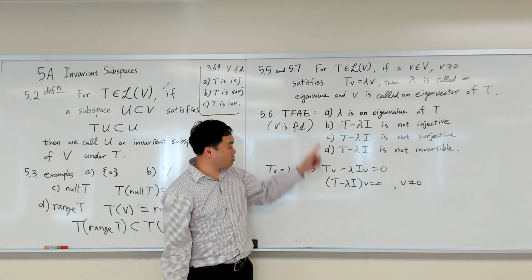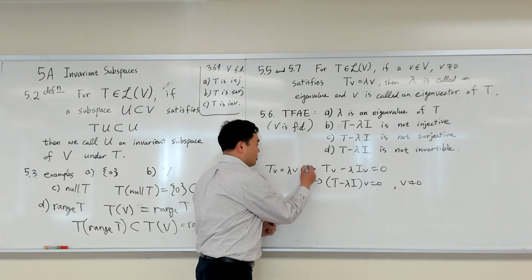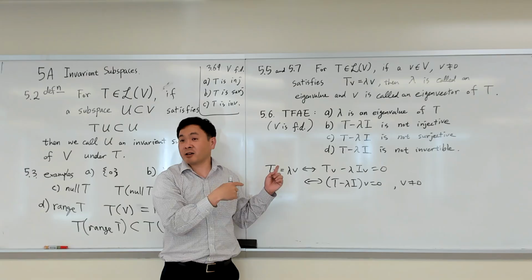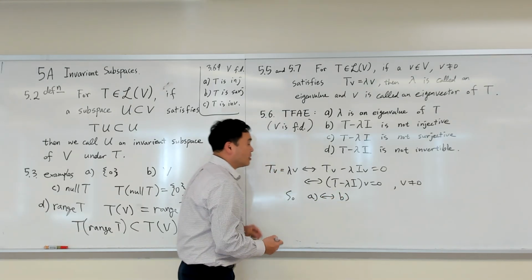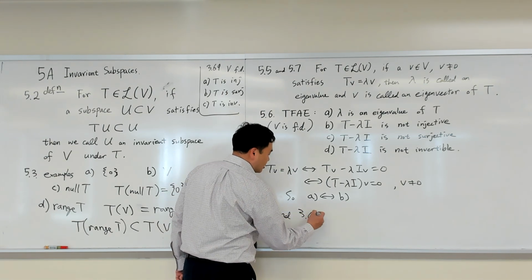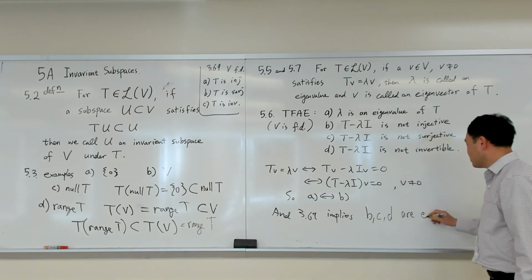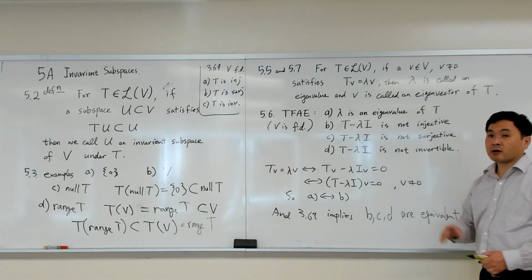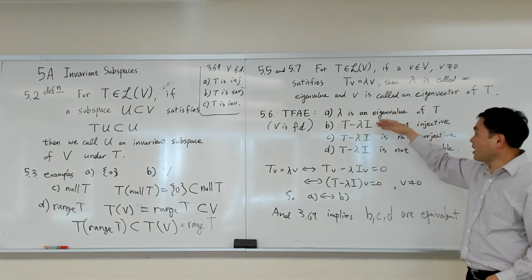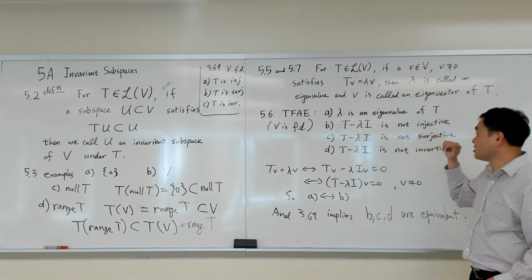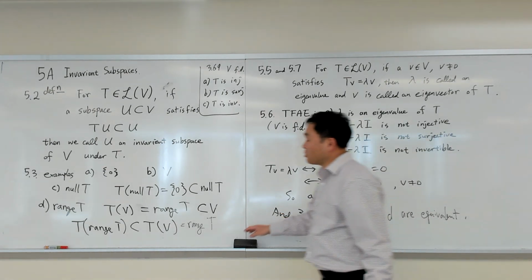Also, B implies A as well, because you can start from here. If it's not injective, then such a v exists, and then if you go this way, you see that means lambda is an eigenvalue. So this simple calculation shows that A and B are equivalent, and 3.69 implies B, C, D are equivalent. Okay, so from now on, whenever we want to show that lambda is an eigenvalue, we can use any one of these criteria. We can show that T minus lambda I is not injective, or we can show that T minus lambda I is lacking some output, or it's not invertible. Okay, so that's what I want to say.